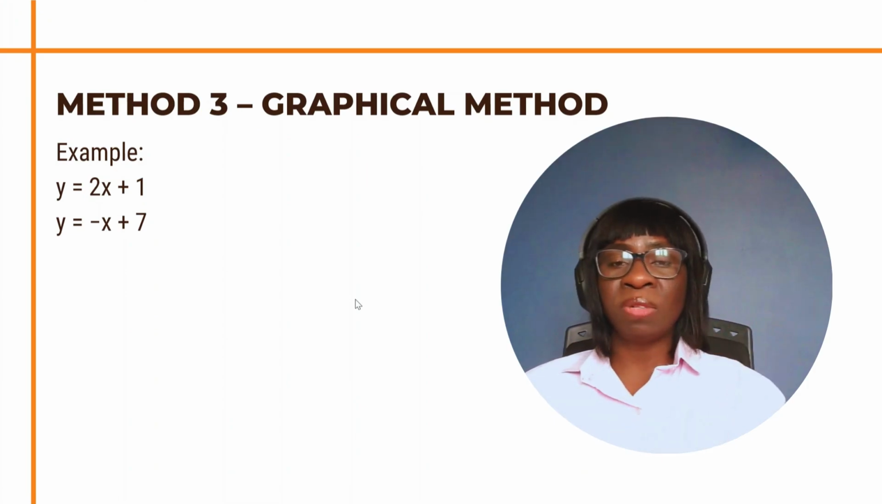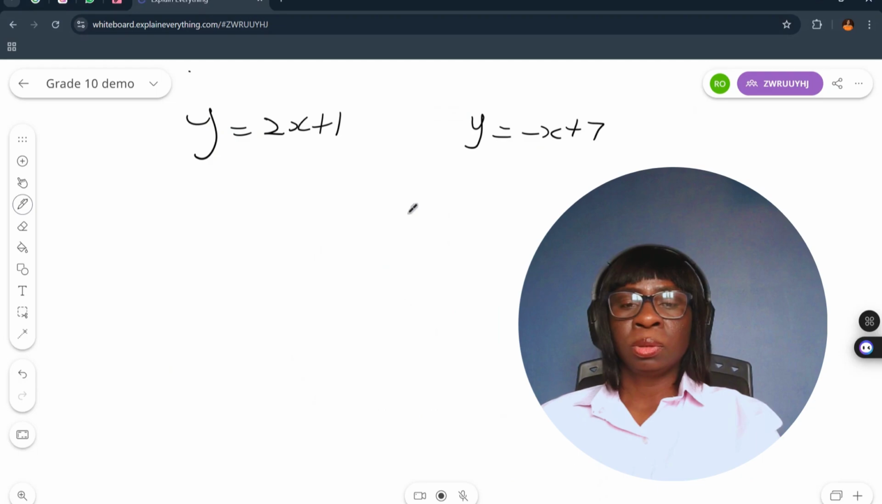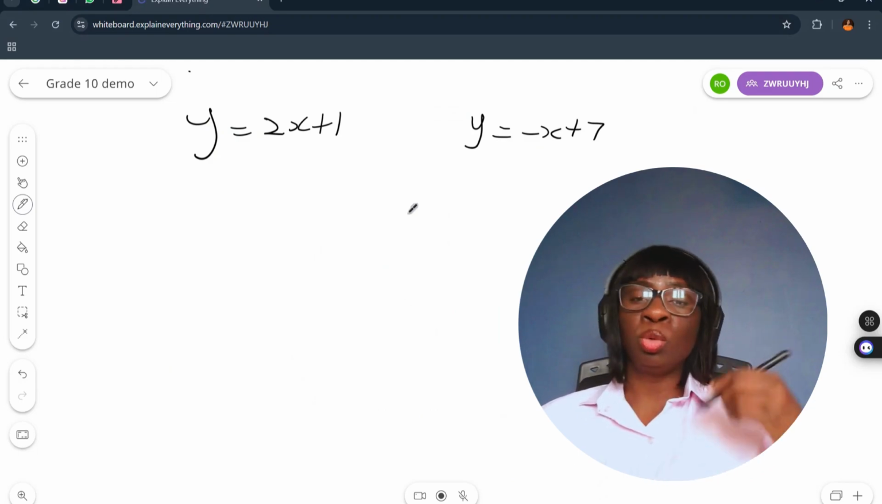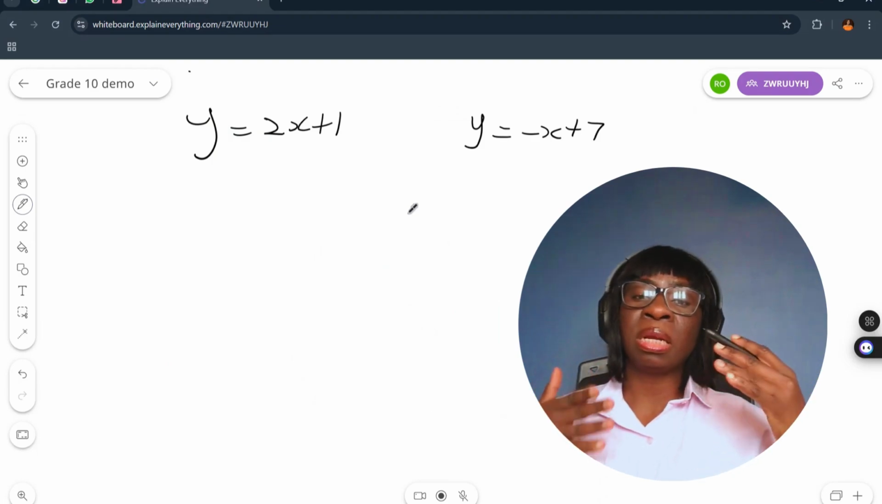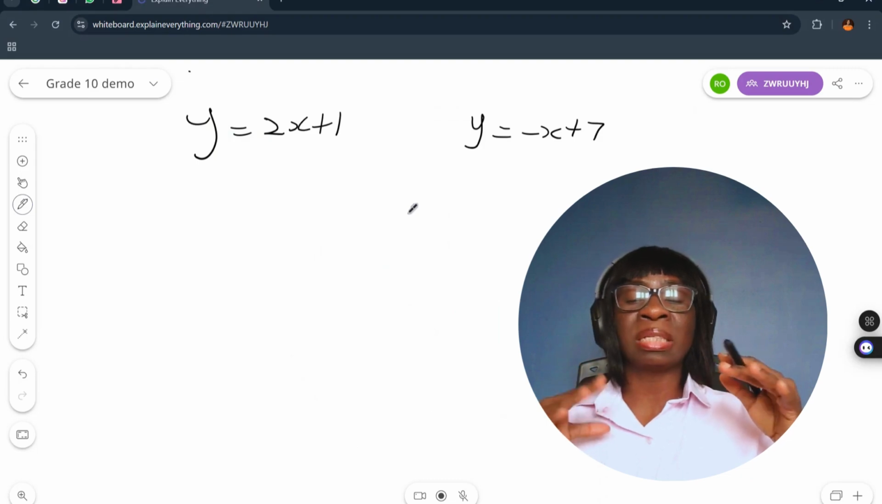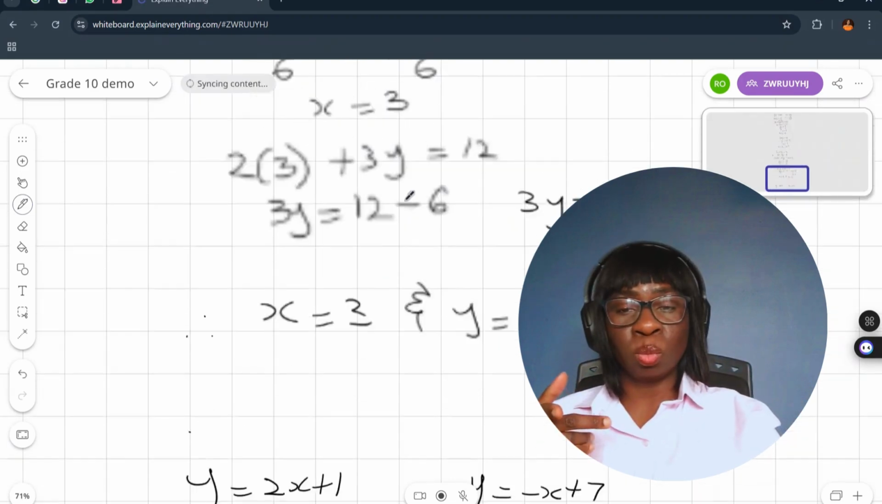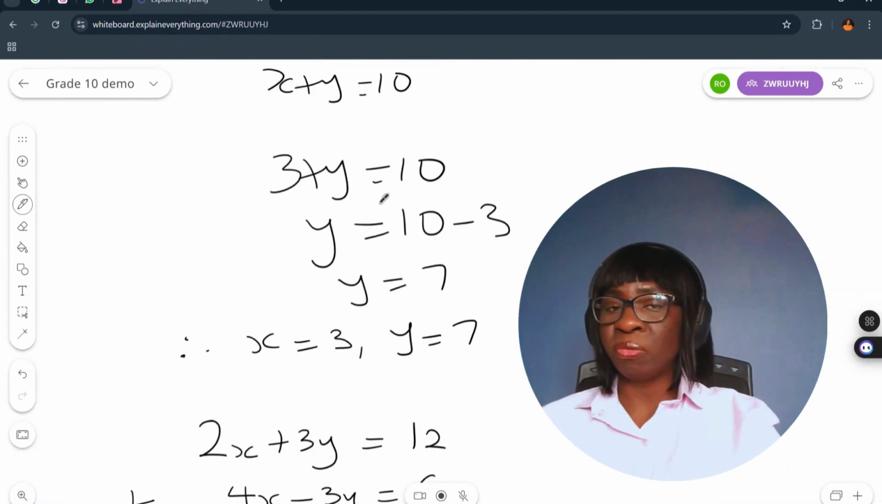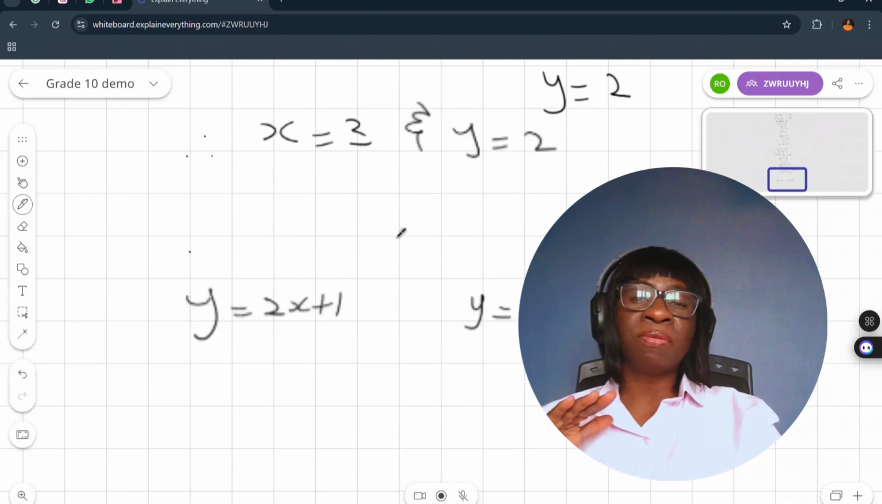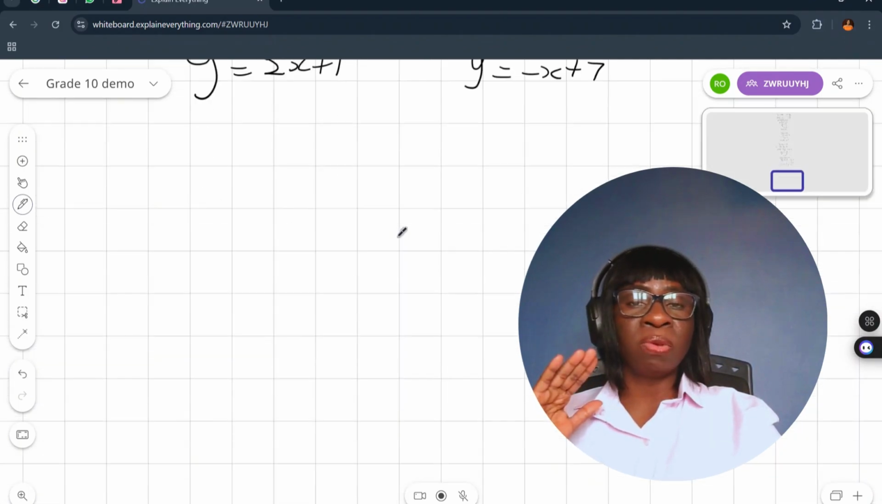How do we solve this? Let's go to the board. So these are the two equations. You will notice that these equations have y equals. So if you are given a set of linear equations that looks like the ones we solved before, all you have to do first is to make y the subject of the formula. But in these given ones, y is already the subject of the formula.